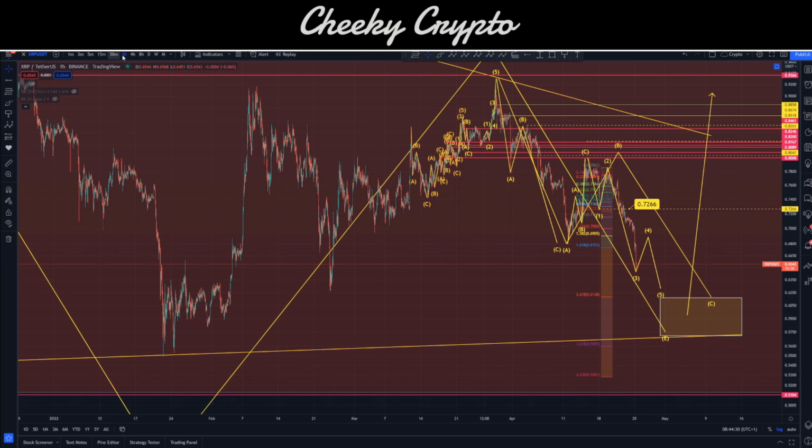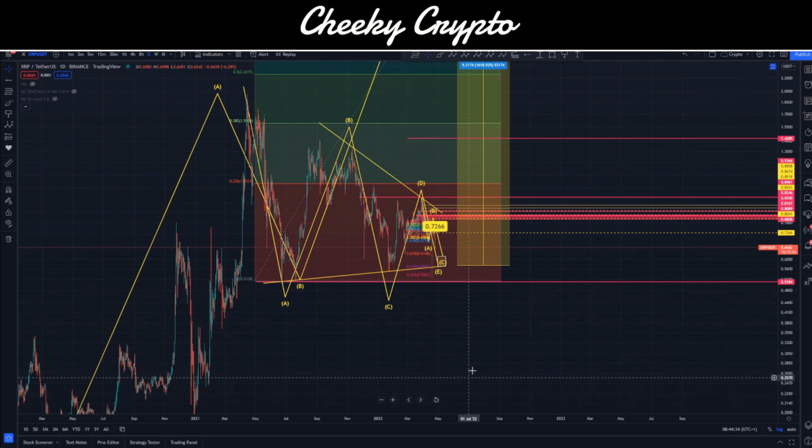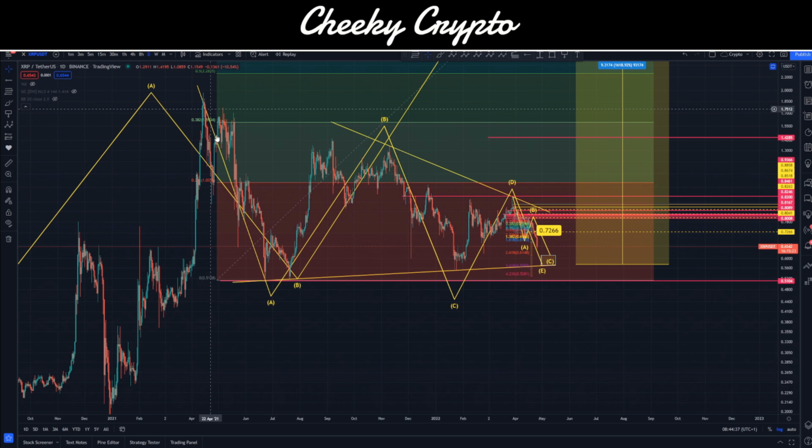Now, as I bring this back out into our daily chart for a sec, we can obviously see where we are, with big A, B, C, D, E, and the E wave obviously being down here, and we're starting the journey towards that lower target. It is possible that we do find that as the reversal point and we move on out of here, and happy days, right? We've hit our target of 57 to 60 cent.